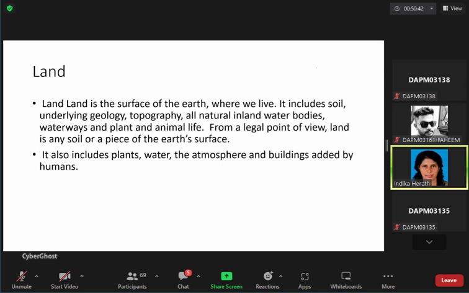And then topography. Topography is the elevation-related aspect of the land. That means high, low, right? There are some high areas in the land, and then there are some lower elevated areas.